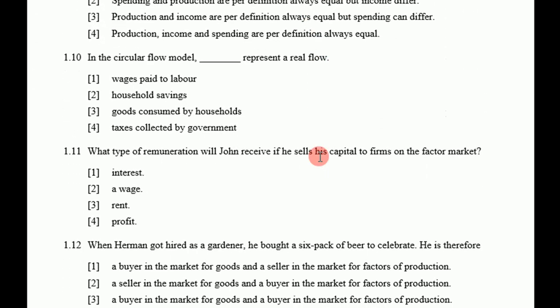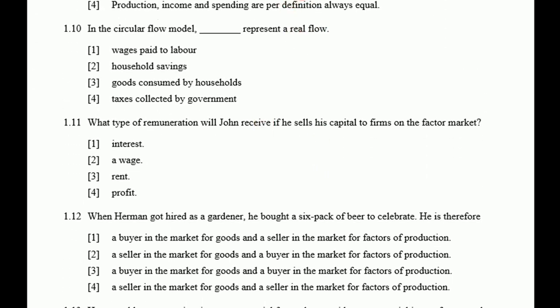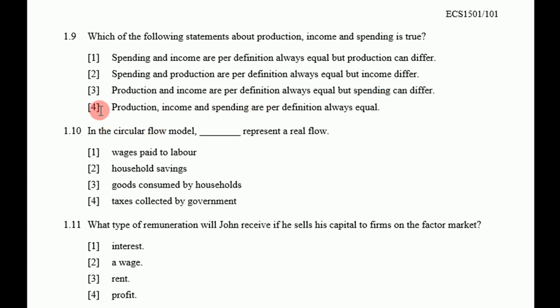Let's get to question 1.9. Which of the following statements about production, income and spending is true? Production, income and spending are by definition equal. In the circular flow model, the dashed line represents real flow, which shows the flow of real goods. So we have real flow and nominal flow. Nominal flow refers to the flow of money in the form of income, wages, salaries, what we call remuneration for factors of production.